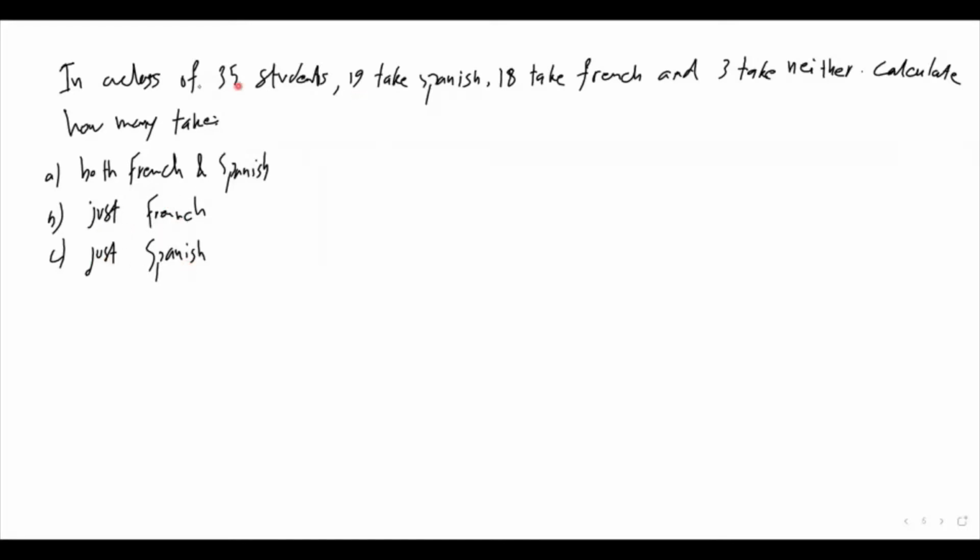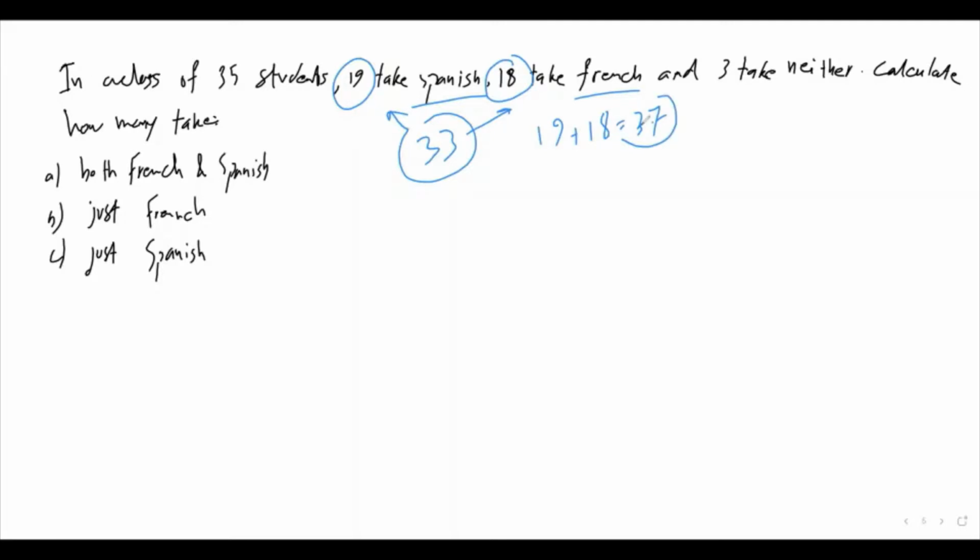There is something weird about this question, because if you exclude those 3 students who take neither French nor Spanish, you're left with 33 students. And if you add up the number of students who take Spanish and French, you end up with 37. So what's going on? Is the question wrong? We have 33 students in this class taking either Spanish or French, but when you add those two numbers, you get 37. Well, no, there's nothing wrong with the question.